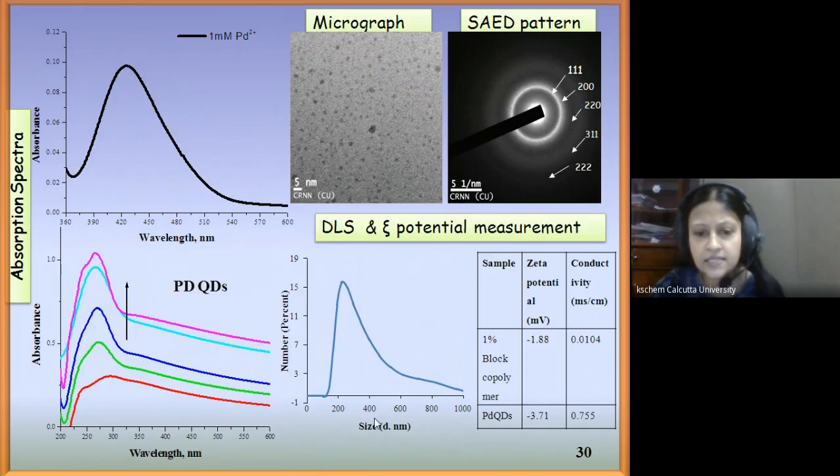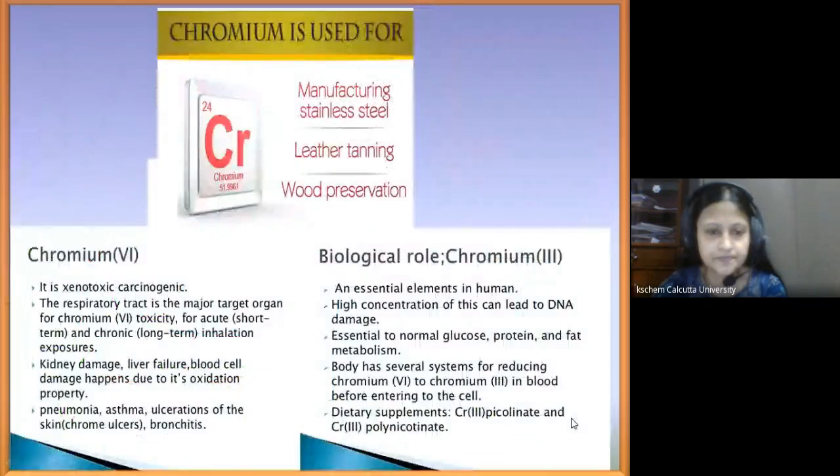And the DLS, dynamic light scattering experiment, showed that there were about 300 nanometer size particles. This large difference is due to the presence of long polymer chains around the nanoparticles, which reflected a higher hydrodynamic radius. The zeta potential values increased due to the presence of charged palladium quantum dots, which were surrounded by the block copolymers in the solution.